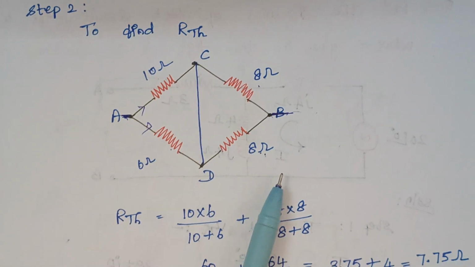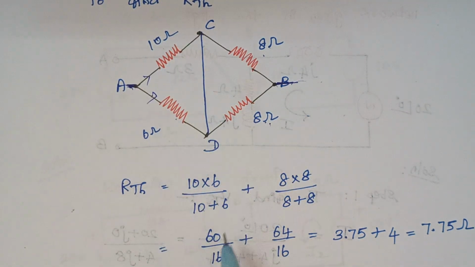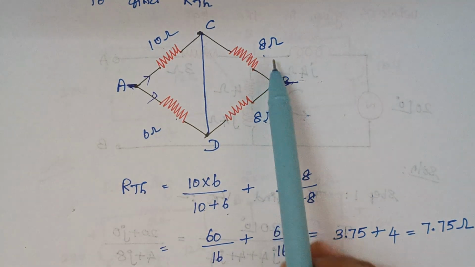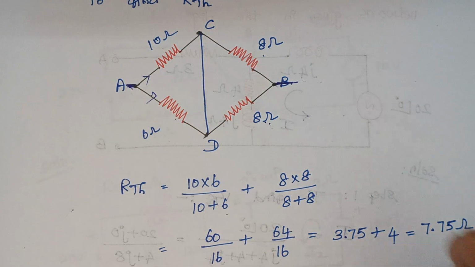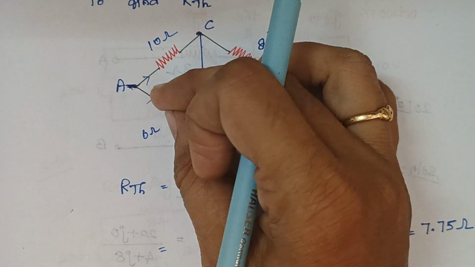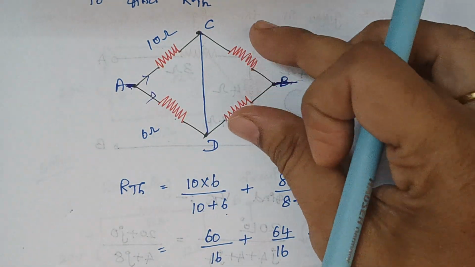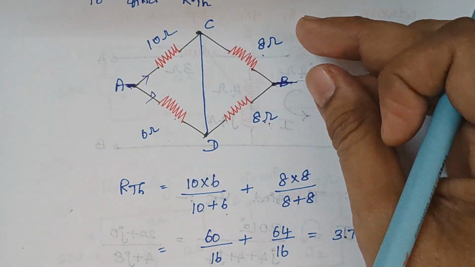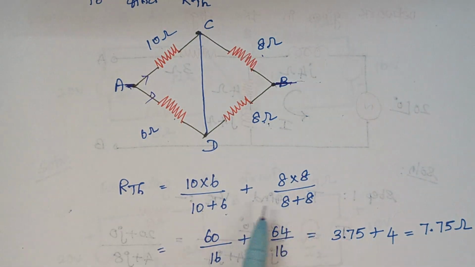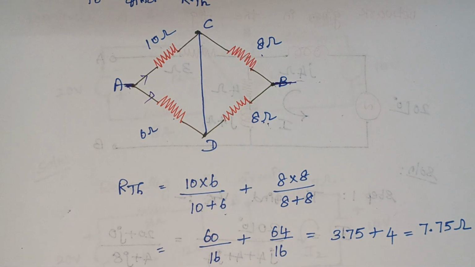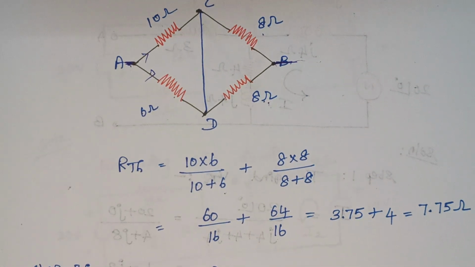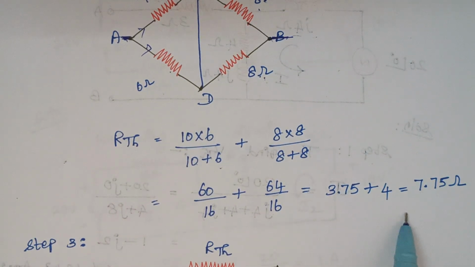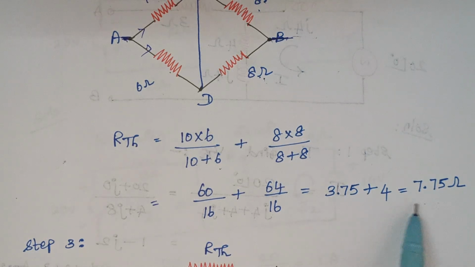So how to calculate the values? R1 into R2 by R1 plus R2, and here also R1 into R2 by R1 plus R2. When you reduce these two resistors to a single resistor and these two resistors to a single resistor, that combination comes in series, right? Once you solve, we end up with the final answer as 7.75 ohms.